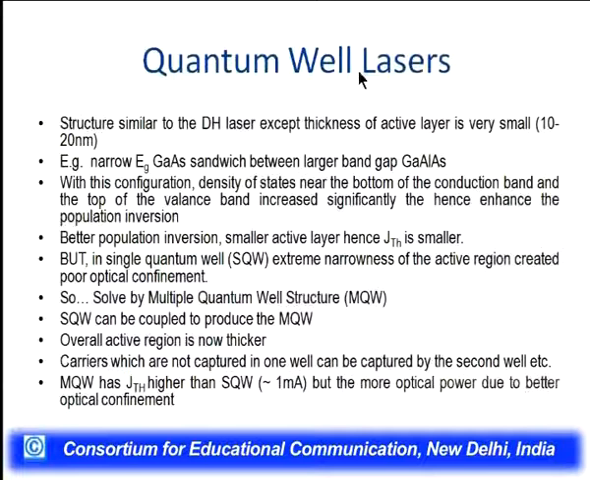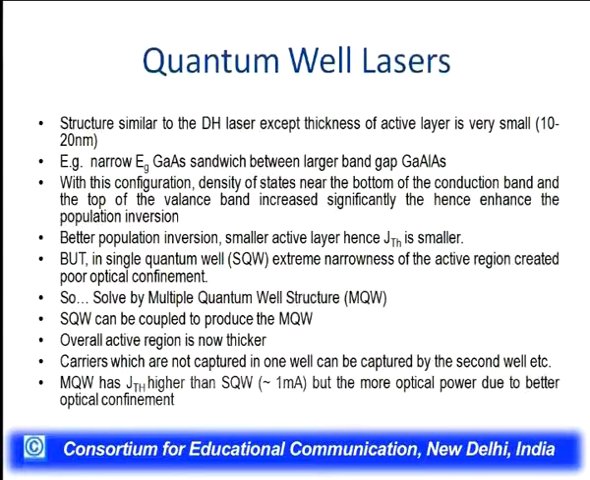Now, what is a quantum well laser? A quantum well laser has a structure similar to the double heterojunction laser, except that the thickness of the active layer is very small, in the nano range, so it is sometimes called a nano laser. The active layer is between 10 and 20 nanometers. It is very small compared to the double heterojunction, and the narrow band gap gallium arsenide is sandwiched between the larger band gap gallium aluminum arsenide.